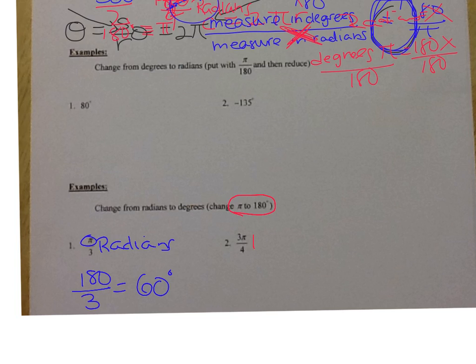This would be 3 pi over 4 radians. So I change my pi to 180 degrees, so it's 3 times 180 over 4, which comes out to be 135 degrees. Okay, so that's it for radian measure.